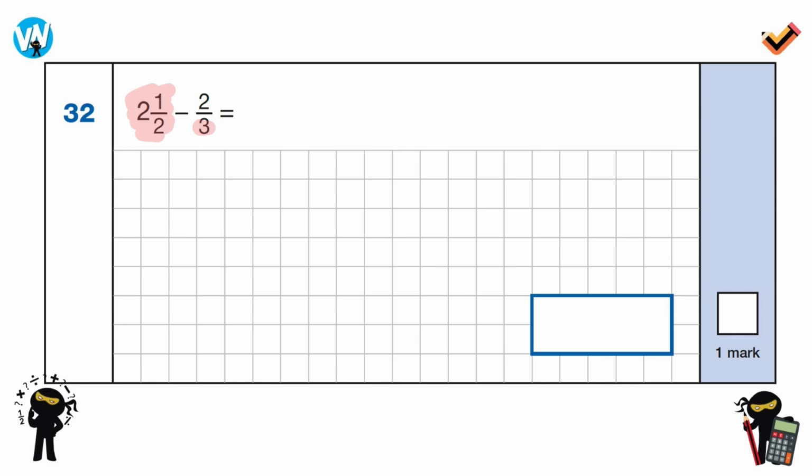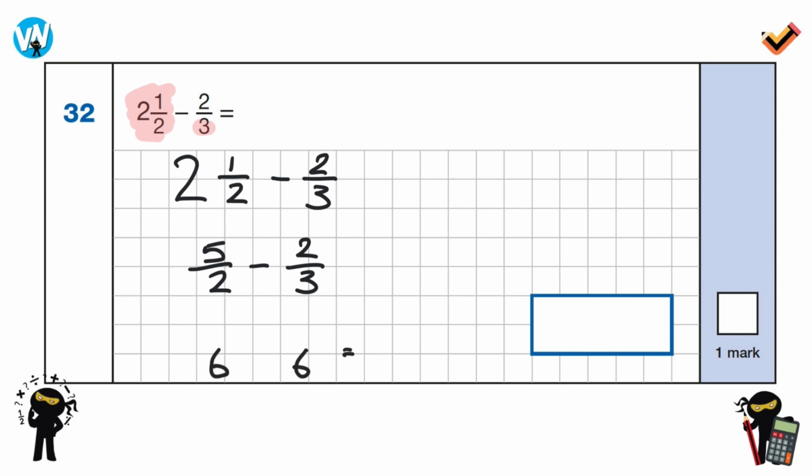Let's go ahead. So we've got 2 and a half, take away 2/3. So again, 2 times 2 is 4, add 1 is 5. So we're in the same situation as the last question. So we've got 5 over 2, take away 2 over 3. And again, we know that the common denominator is going to be 6, so we can go straight into autopilot.